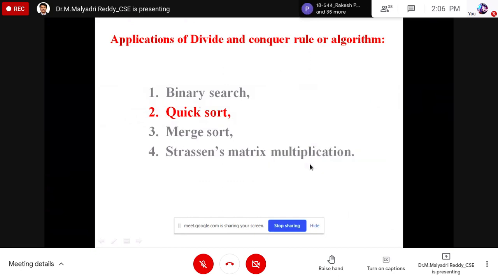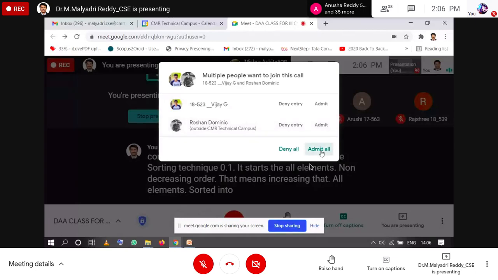Today's concept is the quicksort. In the previous class, I completed the binary search. Quicksort is one of the sorting techniques. Point one: it sorts all the elements in non-decreasing order, that means increasing order. Sorted in increasing order or non-decreasing order.